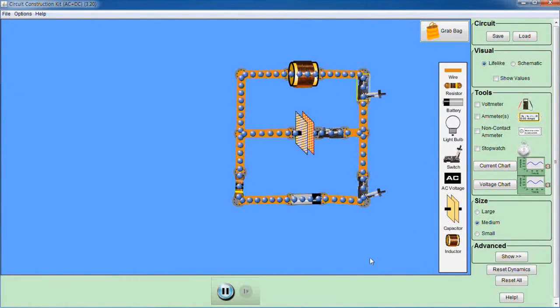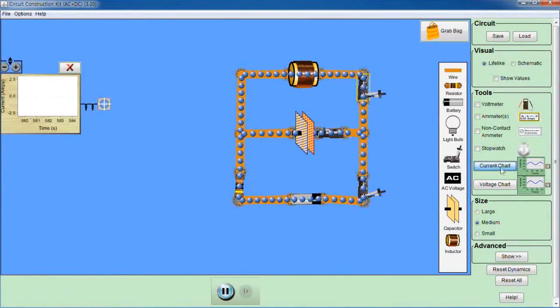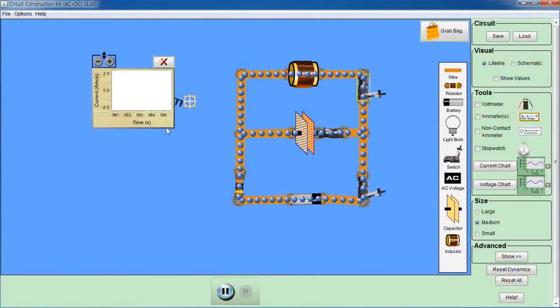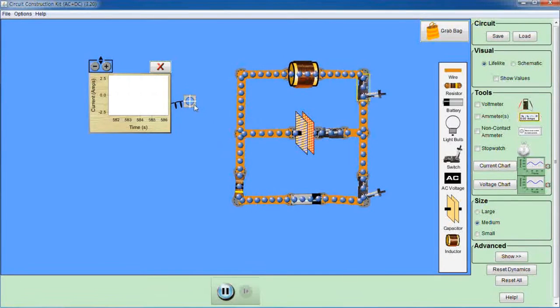In doing so, what we want to know is how current and voltage change with time. So let's use this current chart. This is a graph which shows the current as a function of time. I will connect it to here, and then it's showing the current. Right now, its current is 0, right?